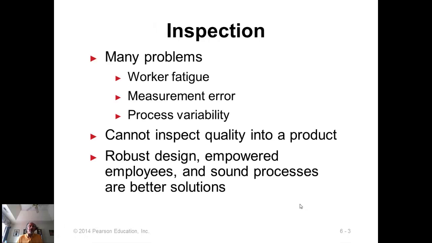Now there are many problems involved in inspection. There is worker fatigue that may result in inspection not being carried out properly. There may be measurement error, maybe the measuring instrument is defective, and the process variability itself may cause problems with respect to inspection. So we cannot inspect quality into the product. Inspection is only to measure whether a product meets our standards for quality.